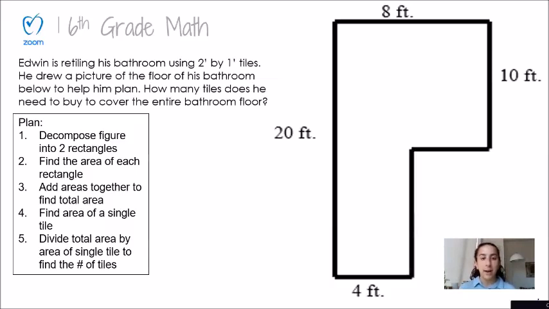So I need to find the area of a single tile. Then I can divide the total area by the area of a single tile in order to find the number of tiles. That's because I have a total and a group size, and then I need to find the number of groups. Now, looking at step 1 of my plan, as we know, there's two ways in which I could decompose this rectangle. So that we're all on the same page, let's decompose it like this into rectangles A and B.